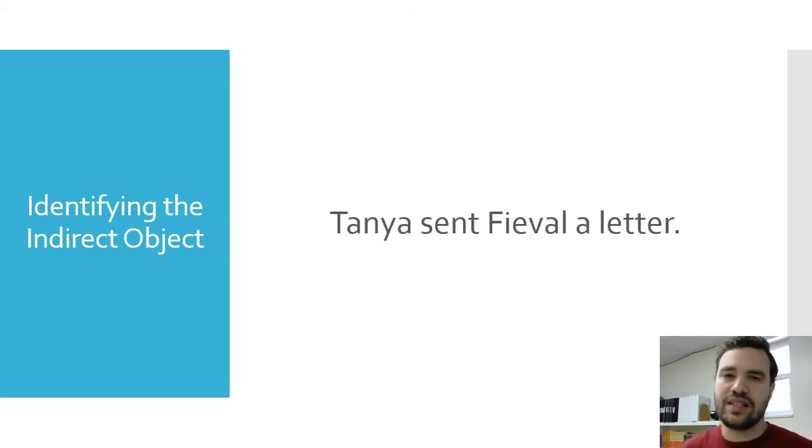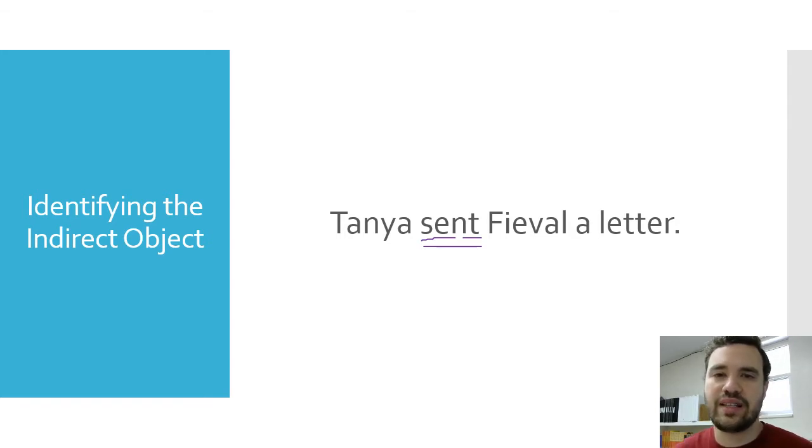So we've got this sentence here. Tanya sent Fievel a letter. So the first thing we're going to look for is the verb. Most often the verb is an action word, but sometimes it might be another type of verb, like a being verb: am, is, are, was, were, be, being, been, one of those types of verbs. In this sentence, it is an action verb. So we can find the verb. Our action word is sent.